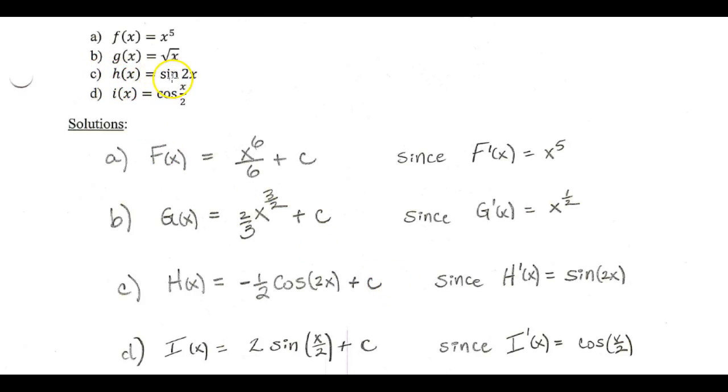All right. Little h of x is sine of 2x. So what function, if I take its derivative, gives me sine? Well, that's going to be minus cosine of 2x. But then I have to divide by the coefficient of x here. So it's minus 1/2 cosine of 2x.